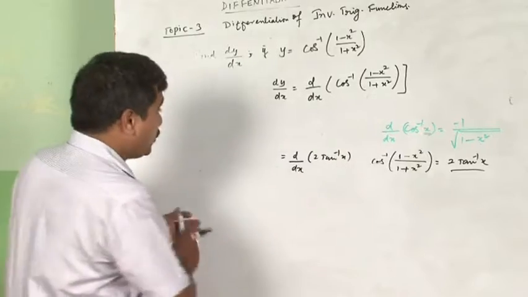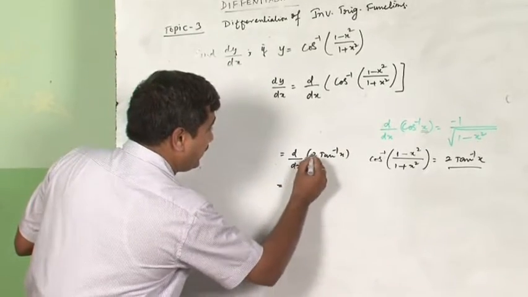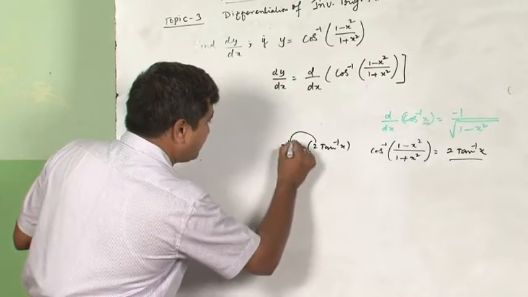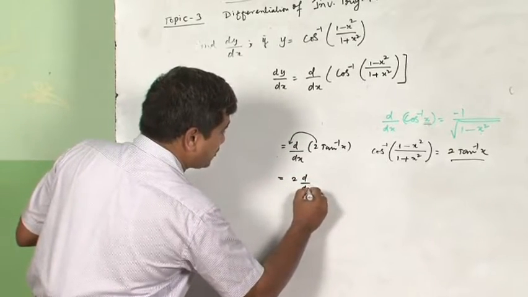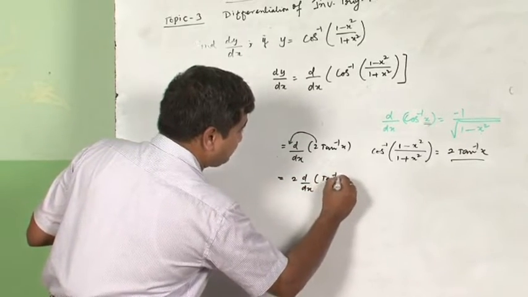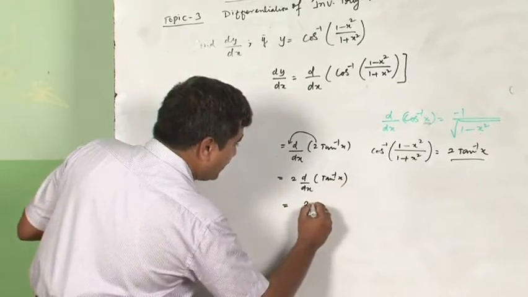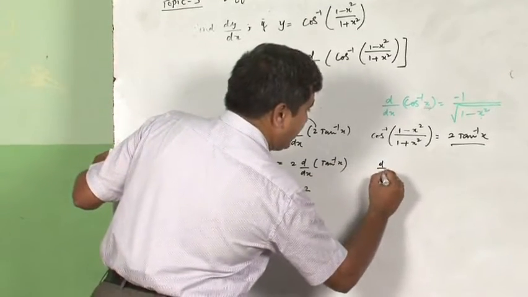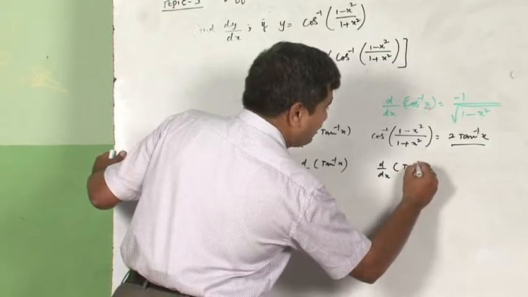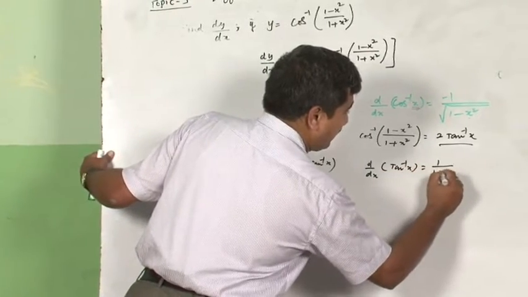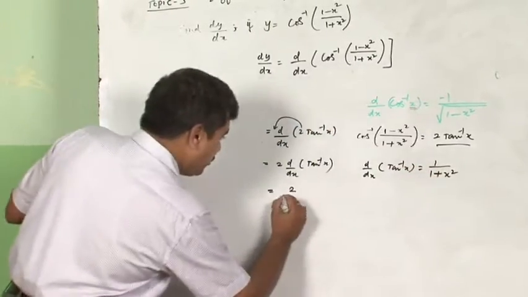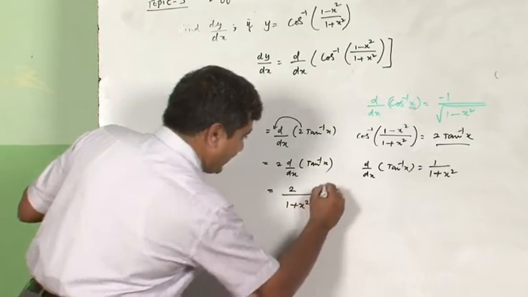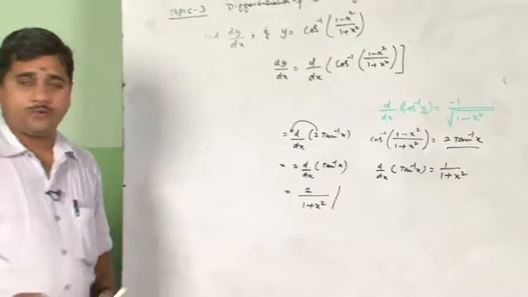Differentiate this function. So what you try to do is take the 2 out, that becomes 2 d by dx of tan inverse x. Differentiating tan inverse x, d by dx of tan inverse x is equal to 1 upon 1 plus x square. So 2 upon 1 plus x square.